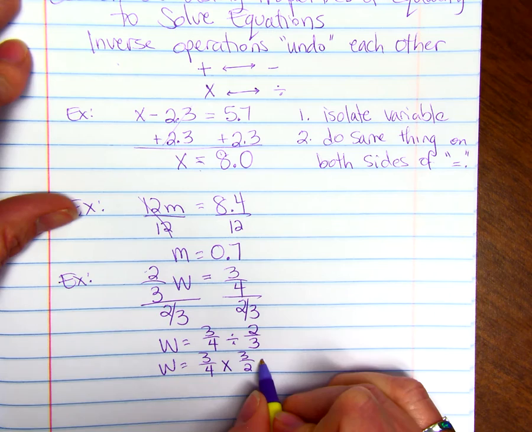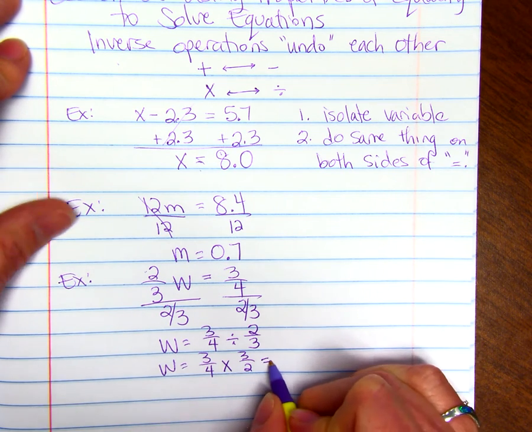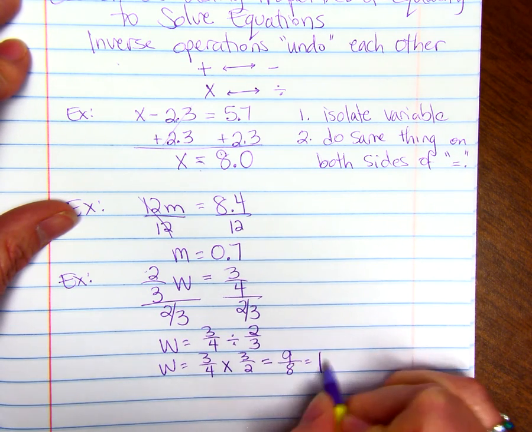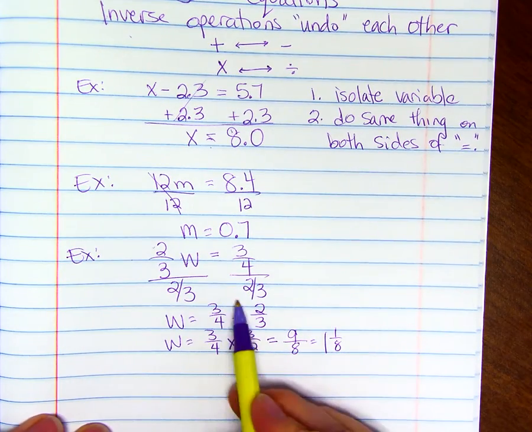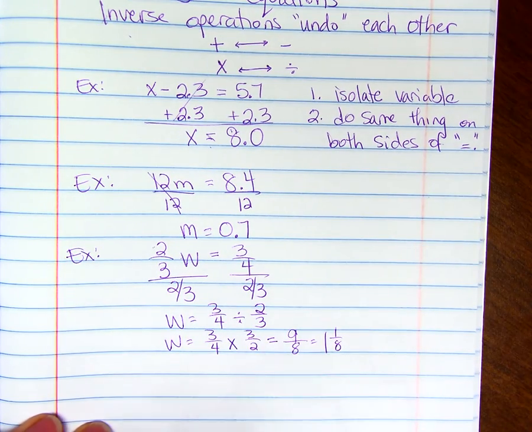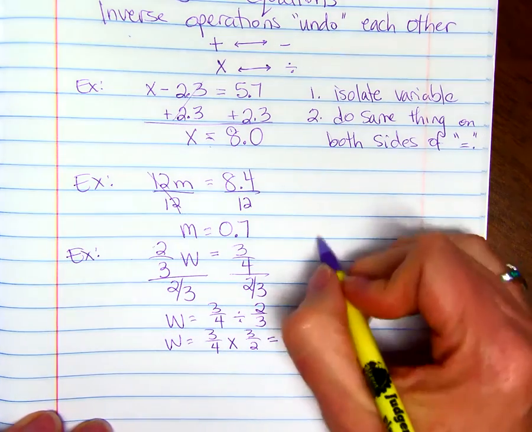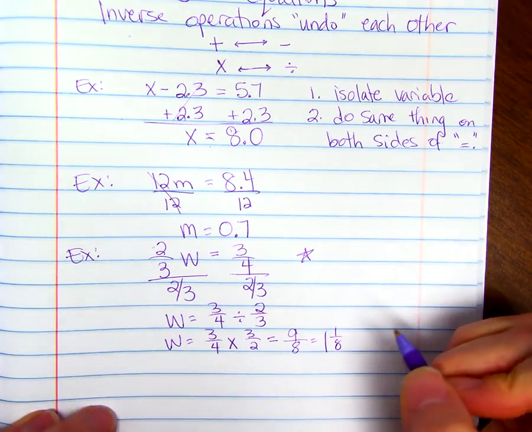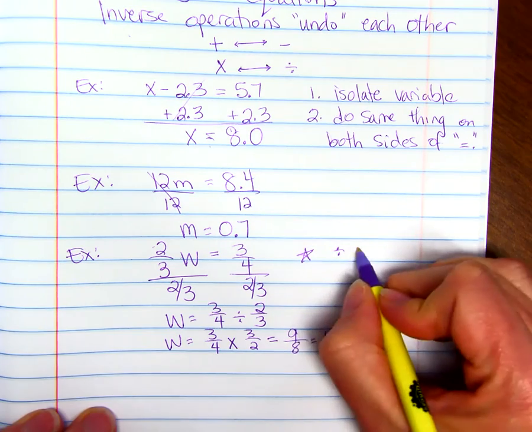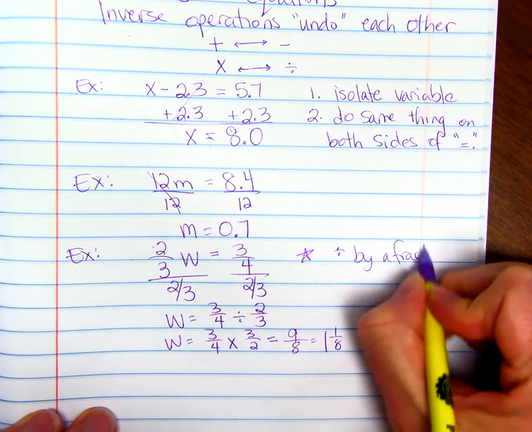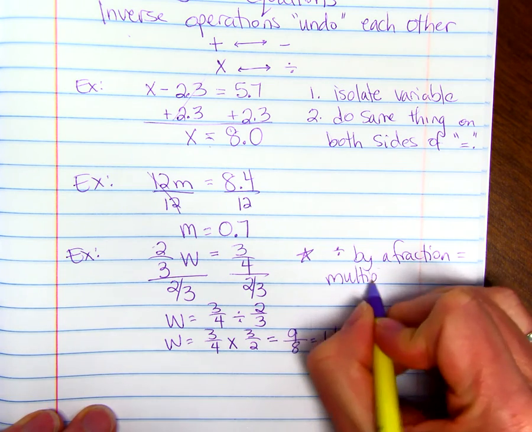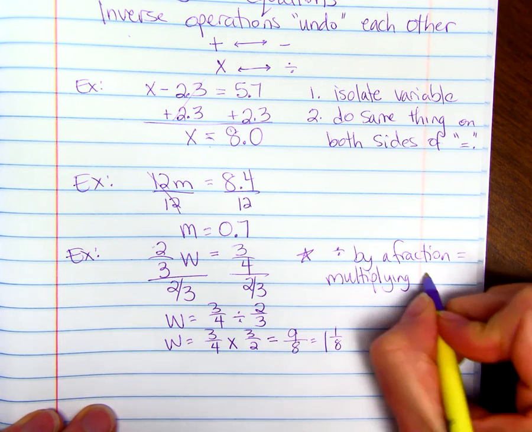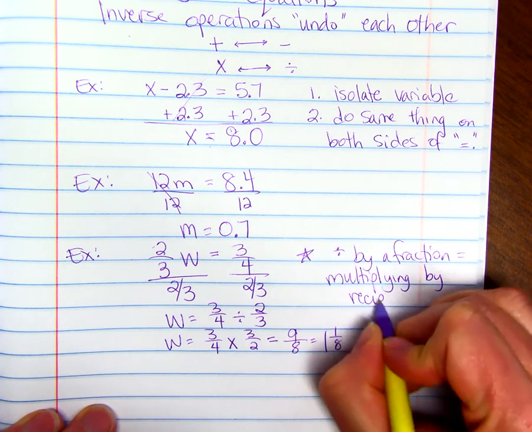So we have 9/8 or 1 1/8. Now instead of dividing by this fraction, we can just multiply by the reciprocal, straight up, right from the beginning. So one thing you can remember is when you divide by a fraction, it's the same thing as, or equal to, multiplying by the reciprocal.